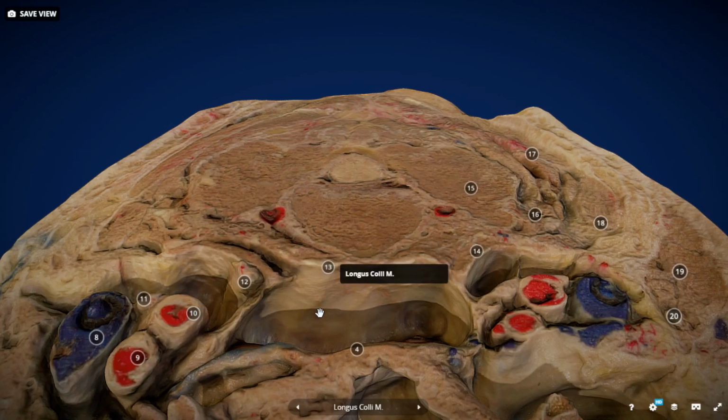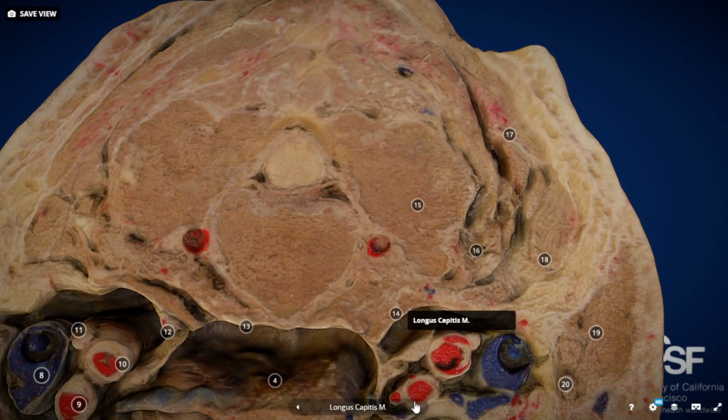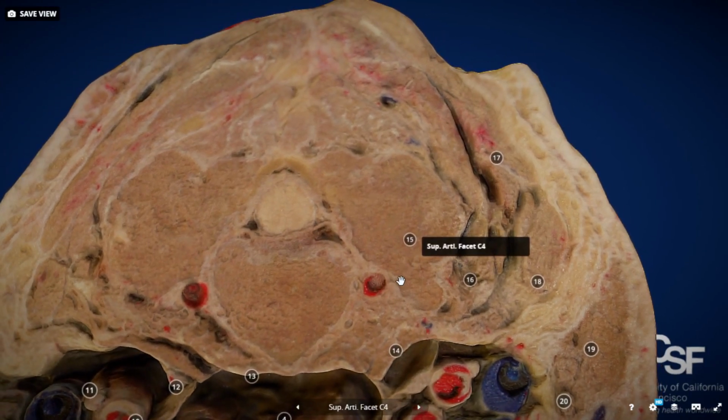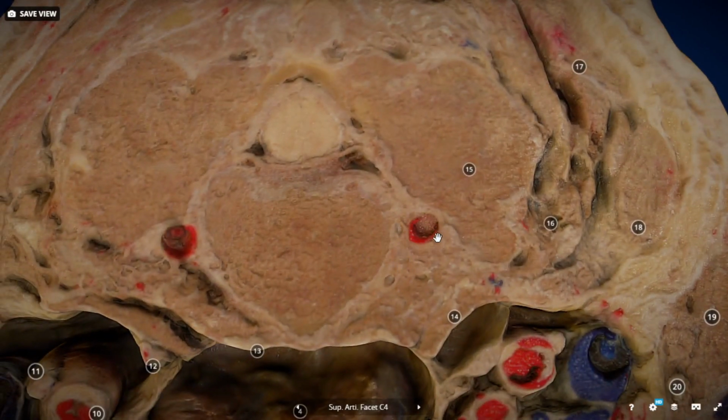We see the longus colli, and if we remember, the superior attachment of the longus colli is going to be at the anterior tubercle of the atlas. Now, lateral to the longus colli, we have the longus capitis muscle, and then we move posteriorly to identify the superior articular facet of C4. What we see right here is the left vertebral artery and right vertebral artery.